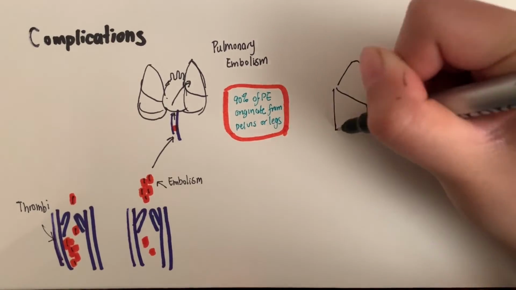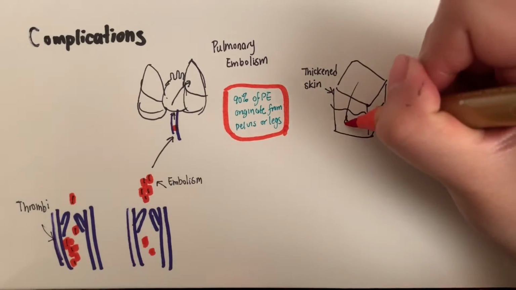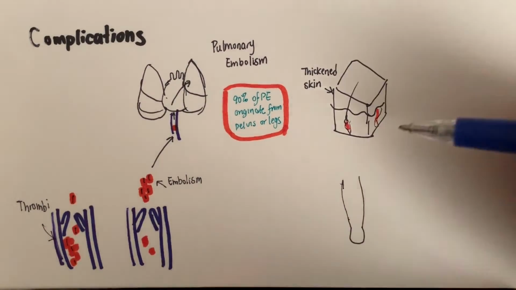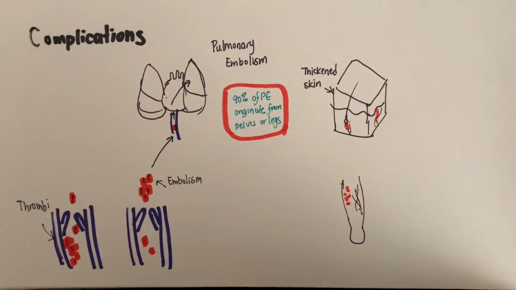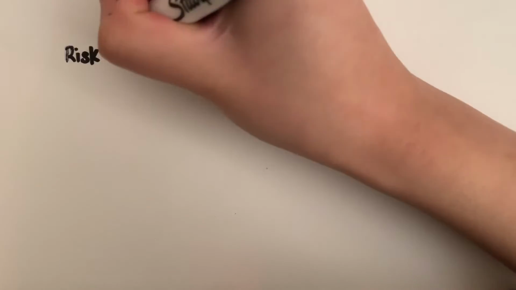Another complication may be venous ulcers. Venous ulcers may occur after acute DVT or chronic incompetent valves in deep veins, causing some symptoms such as thickened skin, swollen veins, and petechia.